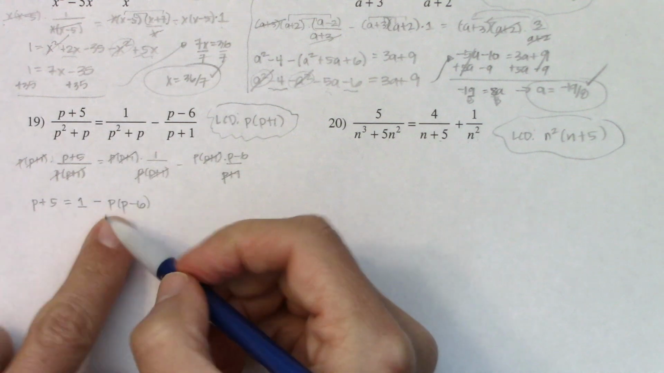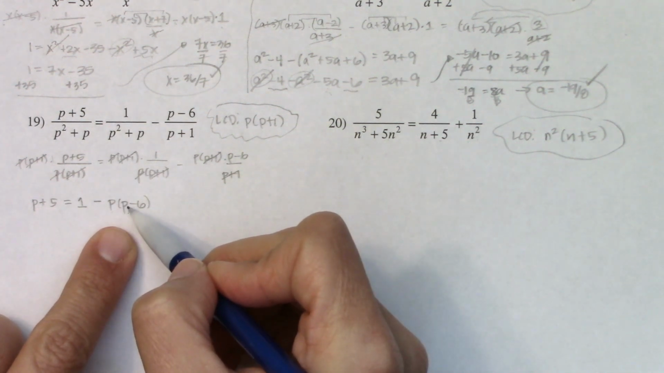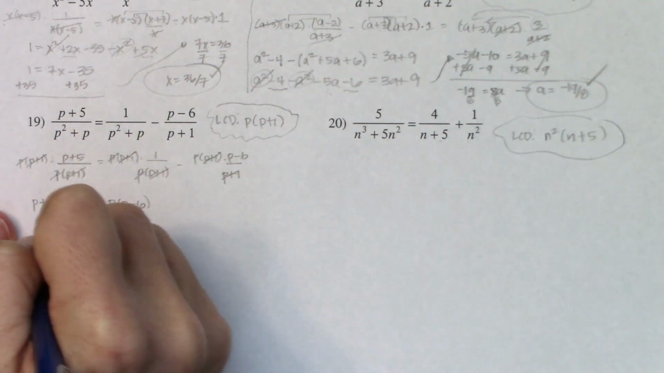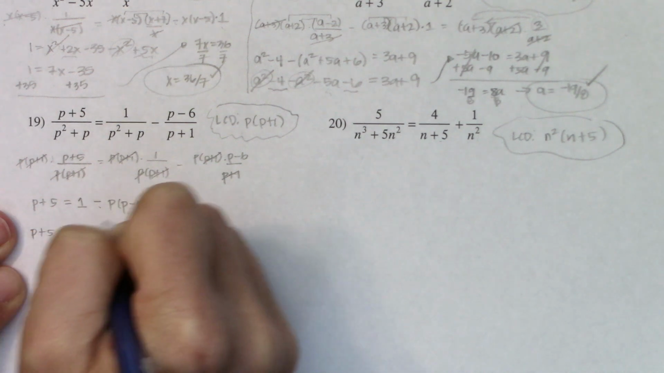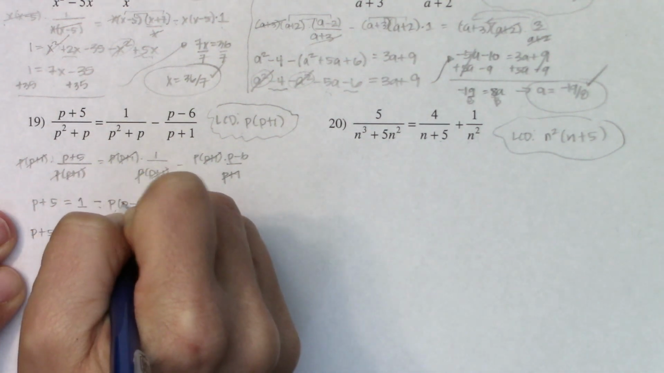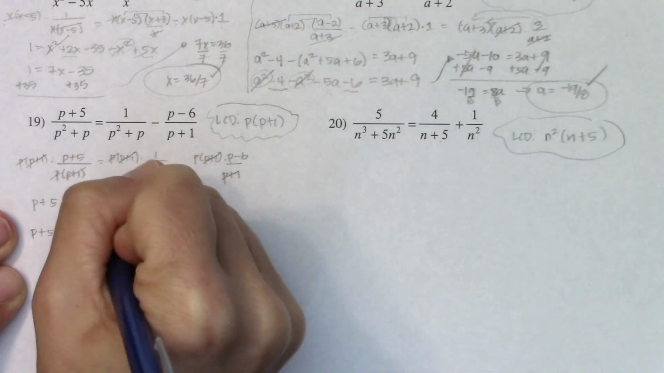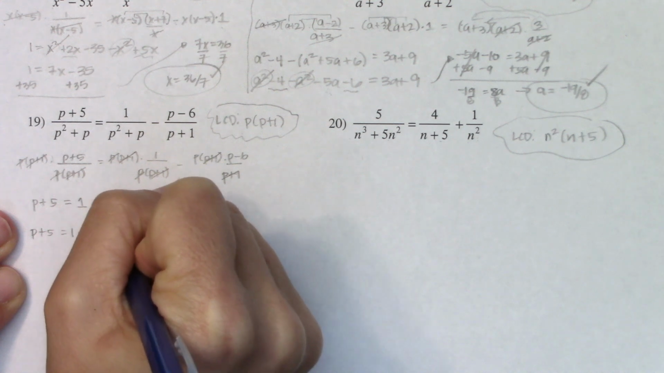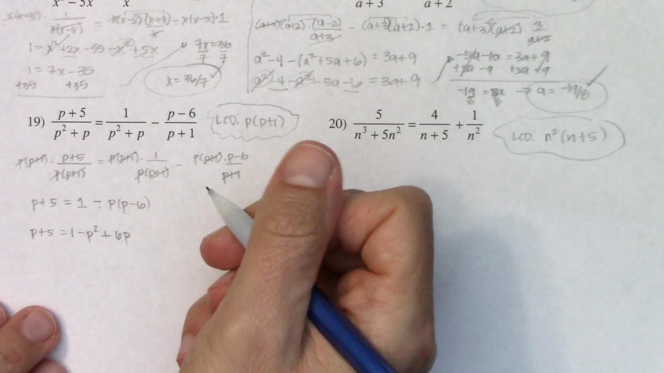Oh, I can see I am going to have a quadratic term eventually, because I am going to have to distribute the P to the P. So let's be careful distributing this negative. P plus 5 is going to be 1. P times P is P squared, but negative P times positive P is negative P squared. Now negative P times negative 6 is positive 6P. So I am looking at a quadratic equation.